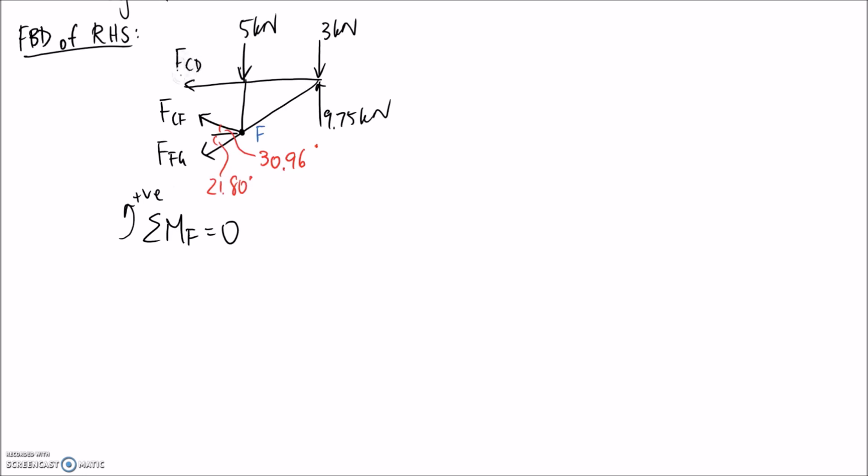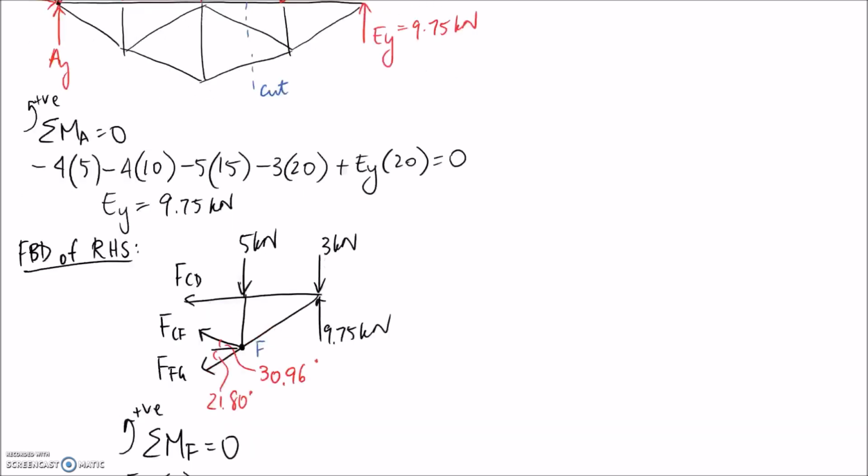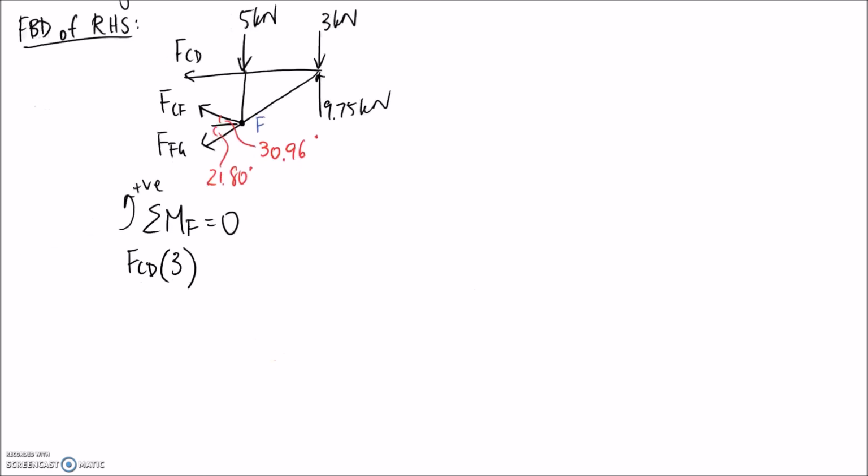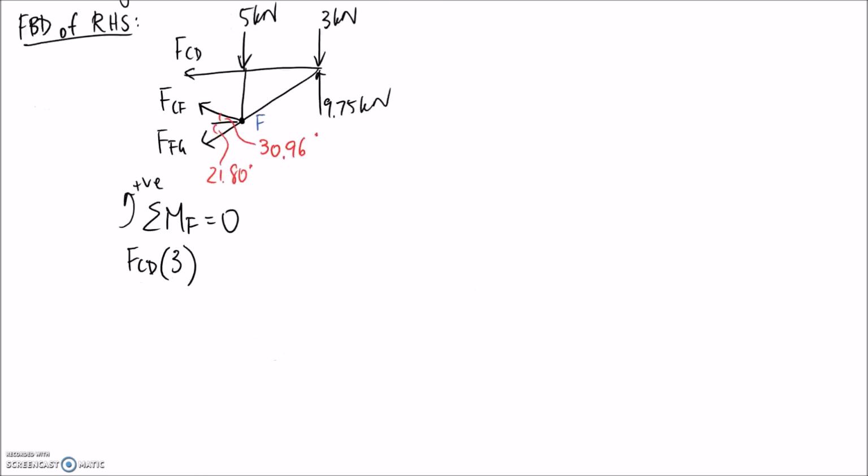Alright, so FCD needs to be multiplied by the distance in here, and we can get that off the diagram. It was 3 meters. Let me show you. So it's basically the length of this member. If we scroll back up, this member in here is 3 meters long. And this is going to try and pull us in an anti-clockwise direction about our point of interest F. So it's going to go in as positive.